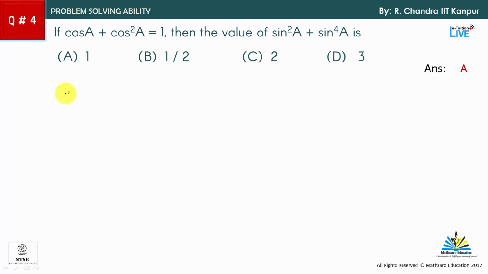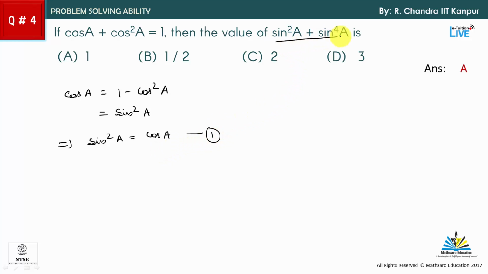So we have here cos A is equal to 1 minus cos square A. So what we can have, 1 minus cos square A is sin square A. So this implies we can replace sin square A as cos A. Call this equation 1.